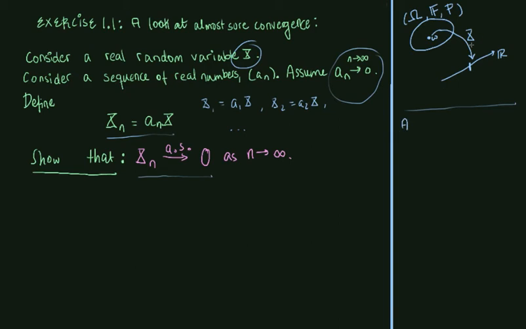Oh yes, wait, I just need to write up here, just remember that the X has to be measurable, right? It has to be F-B measurable. So it is a measurable mapping. Yes. Okay, so almost sure convergence.